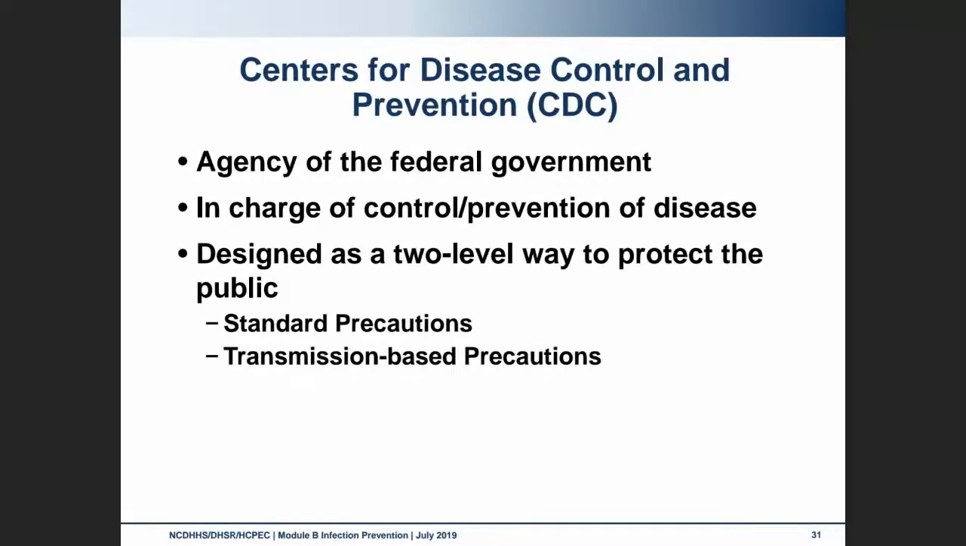The CDC is the Centers for Disease Control and Prevention. It's an agency of the federal government in charge of the control and prevention of disease in our country. So the CDC works to protect the public by keeping members of the public healthy and safe through education. It was the CDC who developed a two-tiered, or two-level, way to prevent and control infections in healthcare. This is where standard precautions and transmission-based precautions come into play. Let's talk a little bit about what these are.